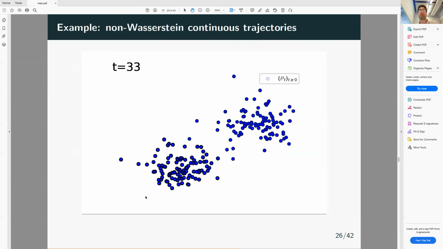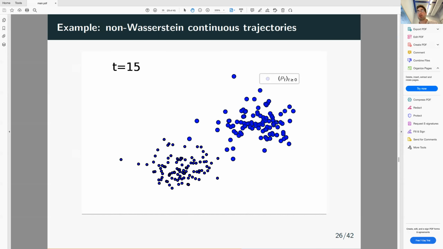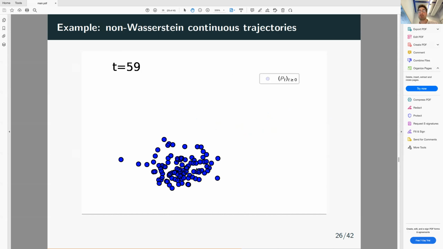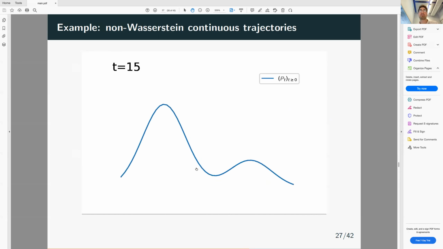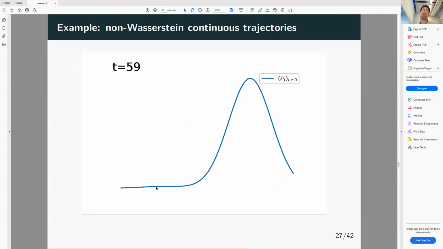So here is an example of a trajectory of probability distributions that is not continuous with respect to the Wasserstein geometry. Here you have destruction of mass on the right, and creation of mass on the left. Similarly here, in the continuous version, you have destruction of mass on the left and creation of mass on the right. So this is not continuous. Typically these couldn't be Wasserstein gradient flow trajectories.